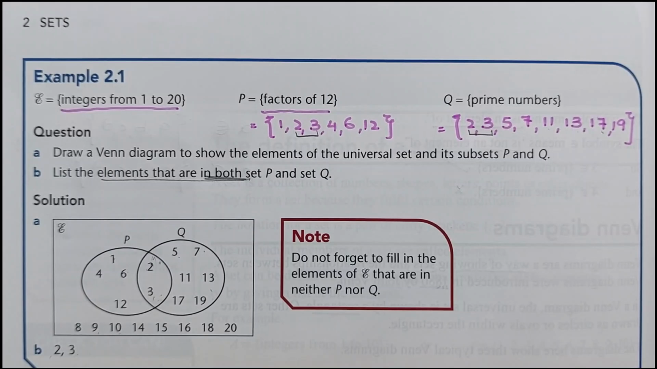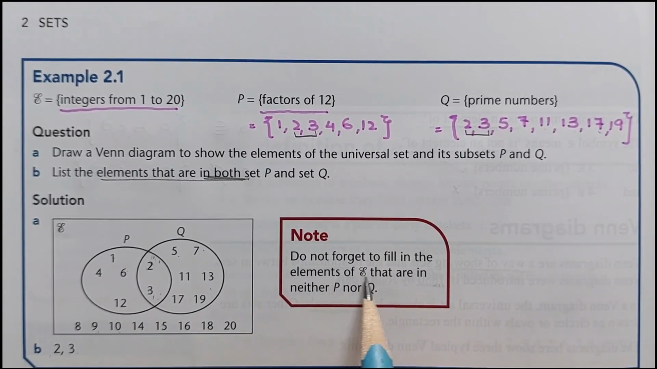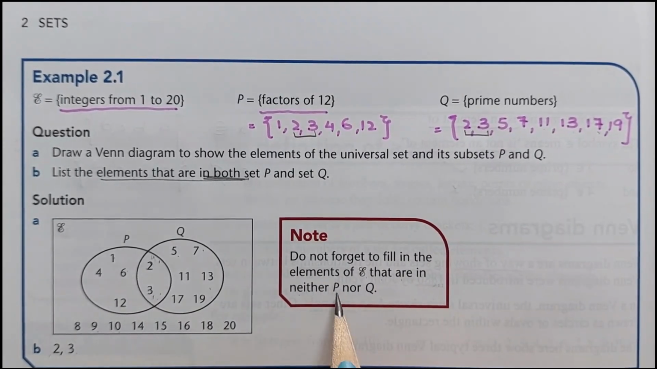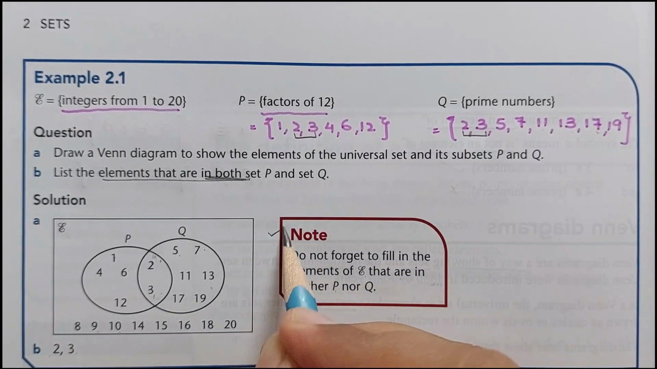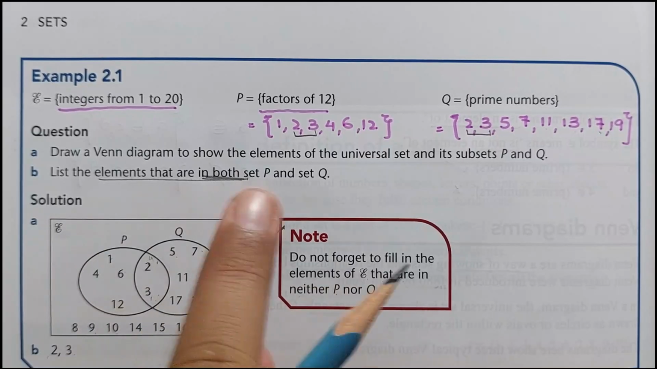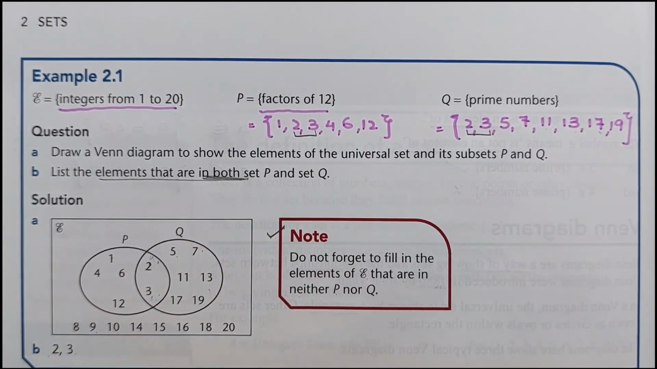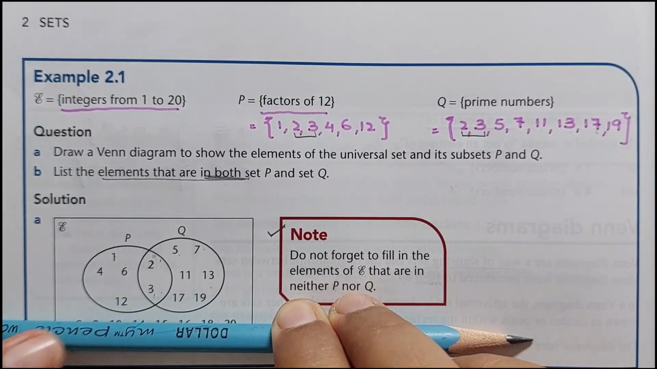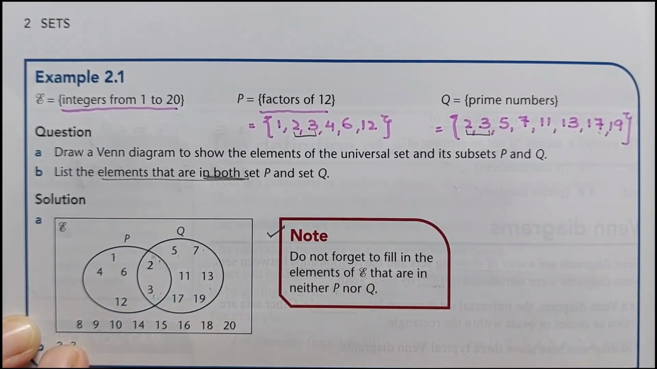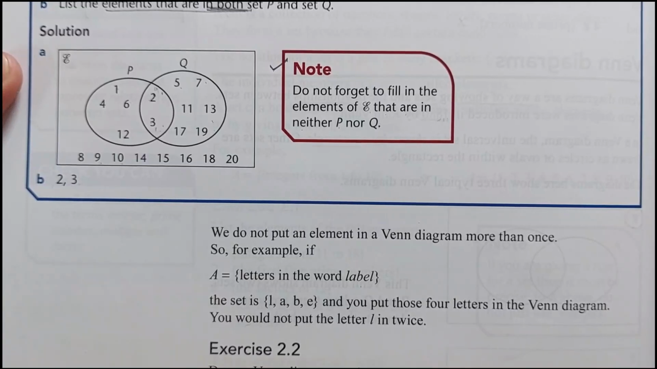There is an important note when we are drawing the Venn diagram and filling the universal set and the two sets. Do not forget to fill in the elements of the universal set that are in neither P nor Q. That is the important note, because most of the students forget about this. They just draw the rectangle, the set P, the set Q, their intersection, and just list those elements, and they totally forget the elements at the bottom, which are written over there. So do not forget to fill the rest of the elements of the universal set that are not present in both sets.